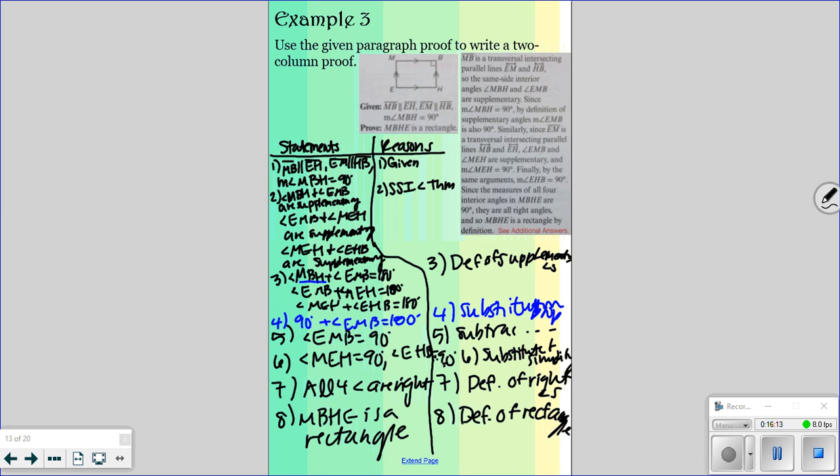So if you notice, we didn't really use the paragraph proof a lot when we wrote this 2-column proof. It's there as a little bit of a guide, but I don't find that it's super helpful whenever you're actually writing your proofs. I think it's just there to help you a little bit, but it doesn't give you all of the information that you really need. So paragraph proofs are more condensed.